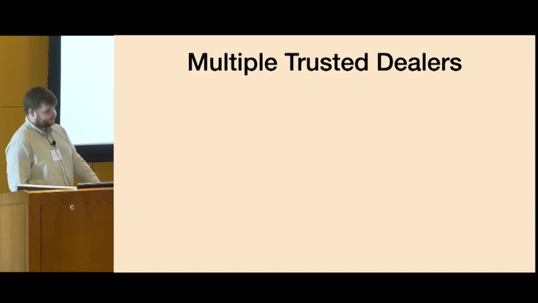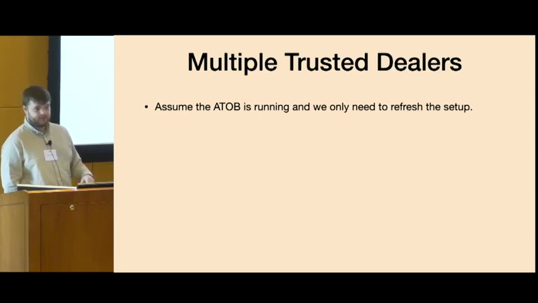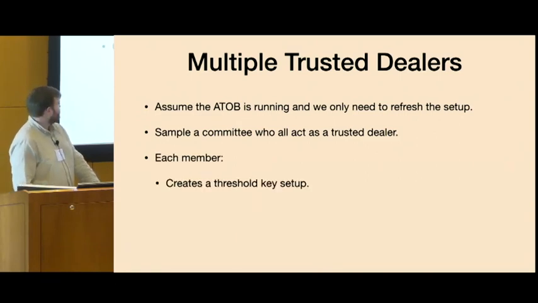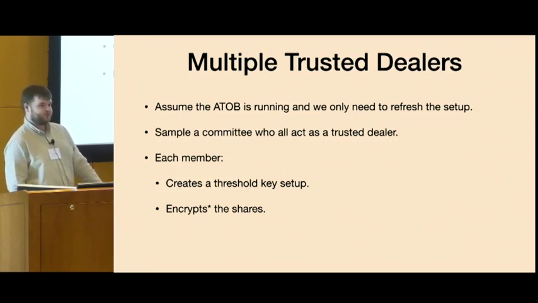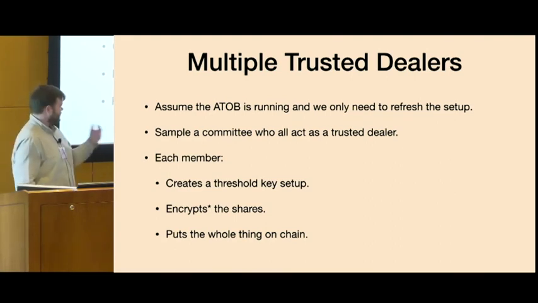Okay, so the blueprint is sort of this. Assume you already have your ABC sub running. Maybe you do the expensive asynchronous distributed key generation once and for all. And now you have the sub running. Then you sample a committee, and all of the people in this committee are going to act as their own trusted dealer. And then they will create a threshold key setup. They will encrypt the shares, and I put an asterisk because you have to be able to show that when you use your share that you decrypted it correctly, but we will handle that later. And then you just put the entire thing on the chain. This will then allow you to show consistency when you in the end use your key share.